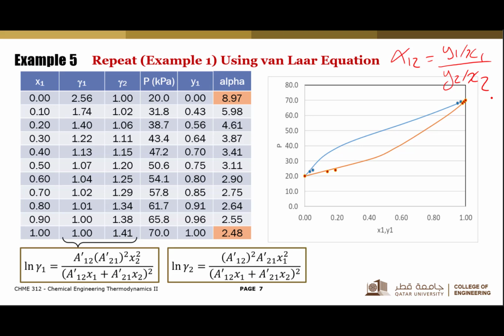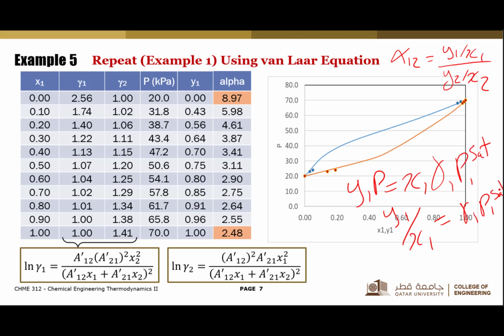So from modified Raoult's law, we have y1 P equals x1 gamma 1 P1 sat, right? So then y1 over x1 gives me what? Gamma 1 P1 sat over P. So either I use y1 over x1, or I can also use these straight into the expression. Assuming, for example, I didn't calculate the y's, then I already know the gammas, I already know P sat, right? I know P, then using just the first 4 columns, I can find the alpha. So you don't necessarily need to find the y.